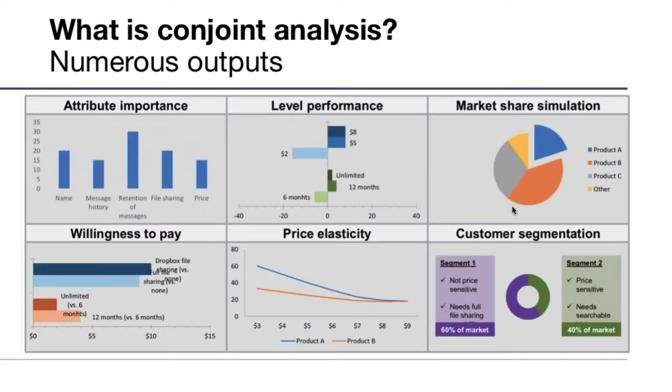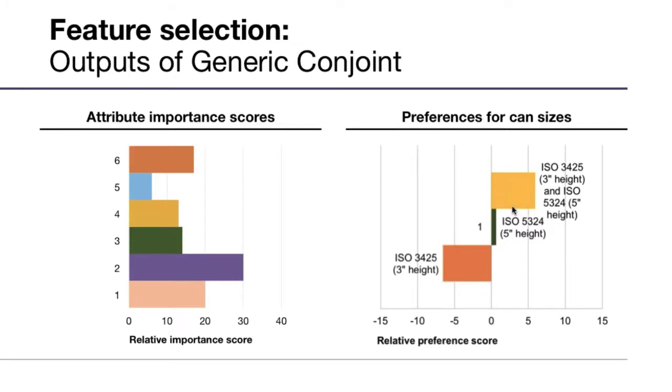What you get from it is a lot of rich output. You get things like importance of different attributes, preferences for different levels, market share simulation, willingness to pay, price elasticity, and you can even segment your customer base by their preferences or by some external variables. But the first thing we're going to look at is feature selection.